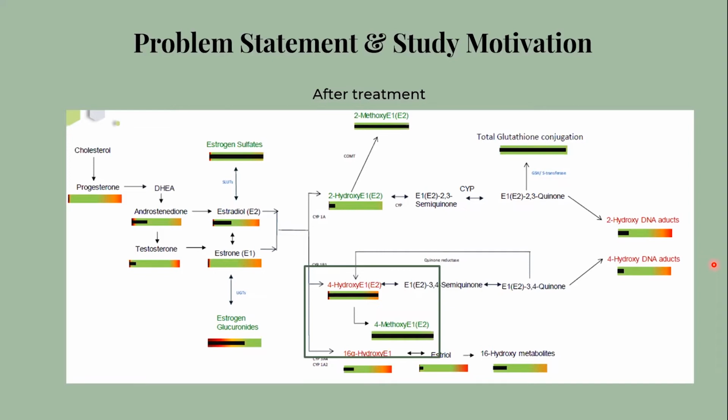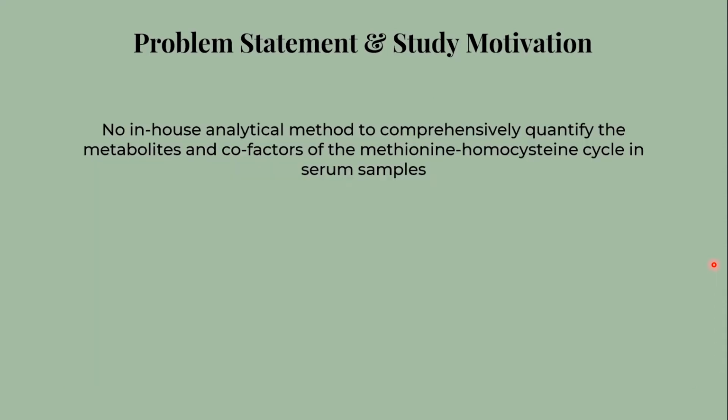So the methionine-homocysteine cycle is tightly coupled to the biotransformation of estrogen, and disturbances in the levels of the metabolites and cofactors involved in this cycle can affect estrogen methylation. To identify the affected pathways and design appropriate treatment strategies, comprehensive analysis of the metabolites and cofactors of the methionine-homocysteine cycle is required. However, we do not have an in-house analytical method to comprehensively quantify the metabolites and cofactors of the methionine-homocysteine cycle in serum samples.